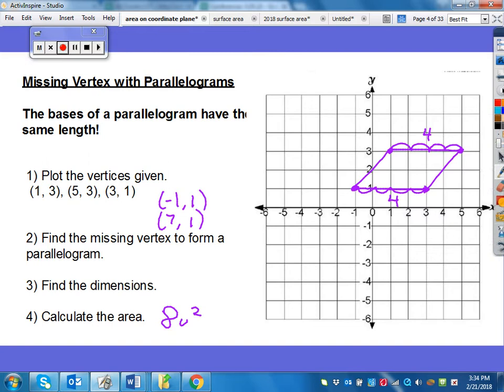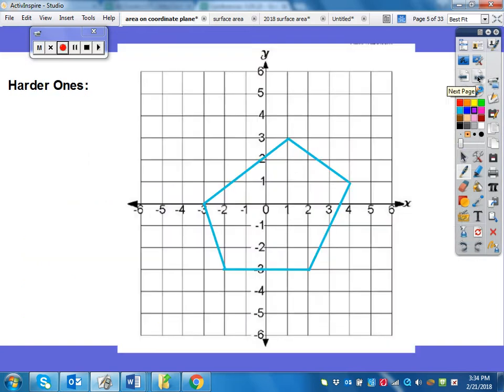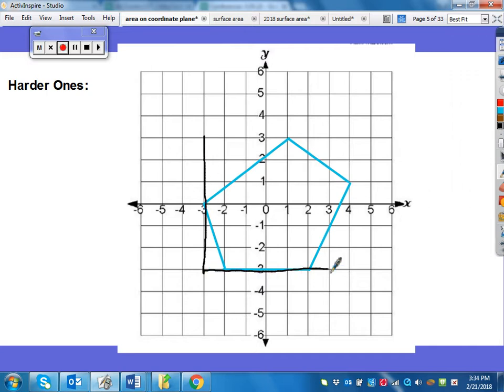Okay, I got to get to that third goal. Our third goal is if I had a shape like this, how can I find the area? Now, whenever we have irregular polygons on our coordinate plane, meaning they're not the triangles or trapezoids or parallelograms we know those formulas for, we have to use a different strategy. I call it the subtraction method.